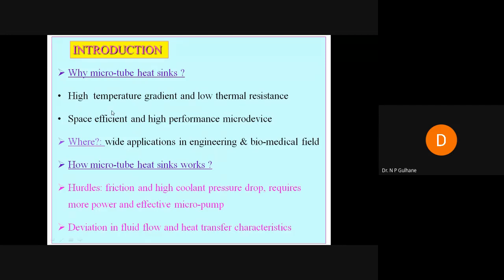These microtubes are very space efficient, very compact, small, high density, and high performance micro devices. Mostly these are used where small space is available, more cooling is required, and low thermal resistance is required. So most engineering applications use this microtube cooling technology. Mostly it is used in the biomedical field. How to use this microtube heat sink will be elaborated when I go through the geometry.